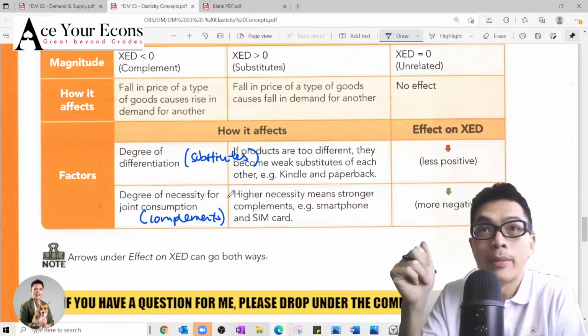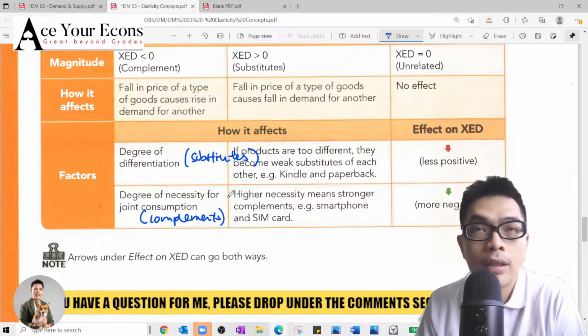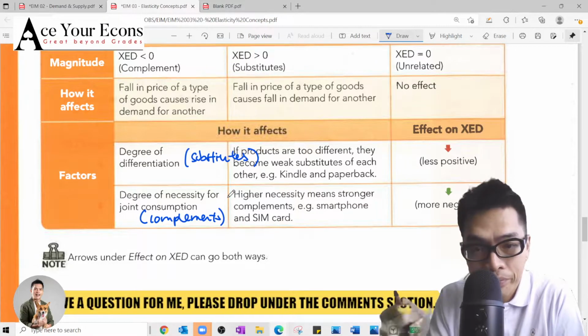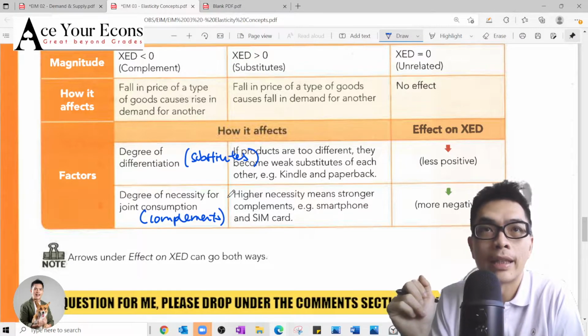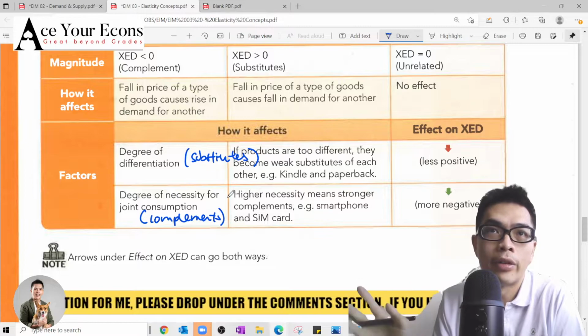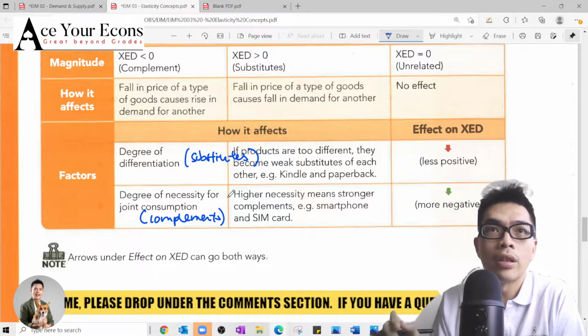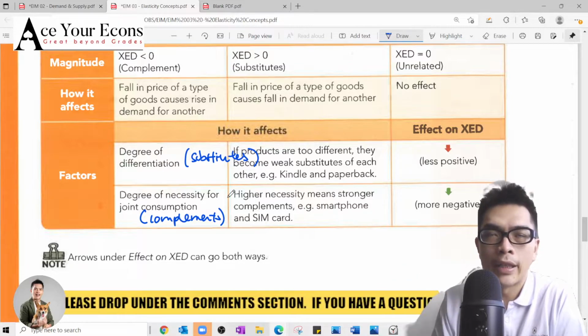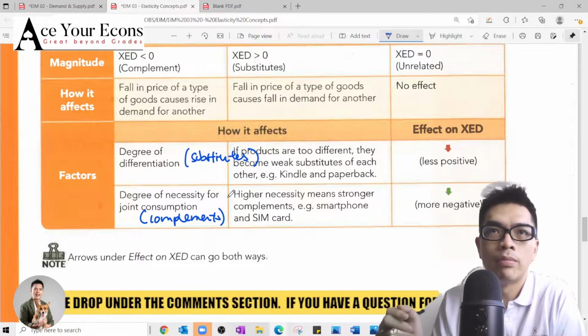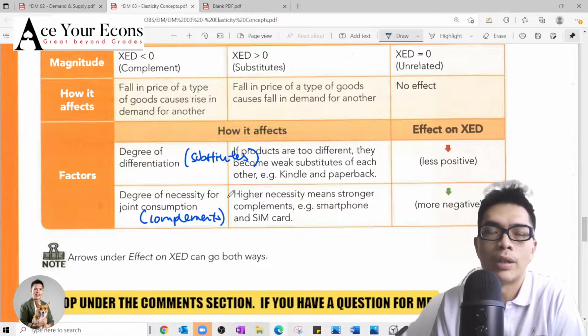So weak complements. And the example that I use in the book for strong complements is SIM card and phone. These two come very strongly together. So this will affect the size, right? If they are strong complements, it will be more negative than -1. If they are weak complements, they'll be between 0 to -1, something like that.